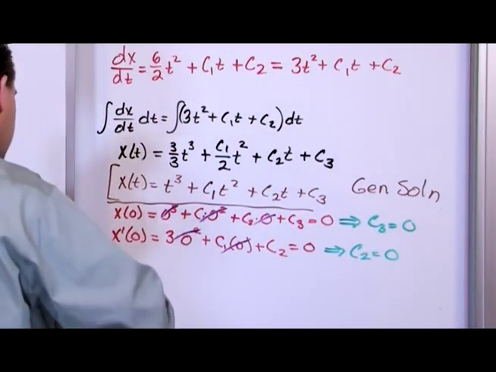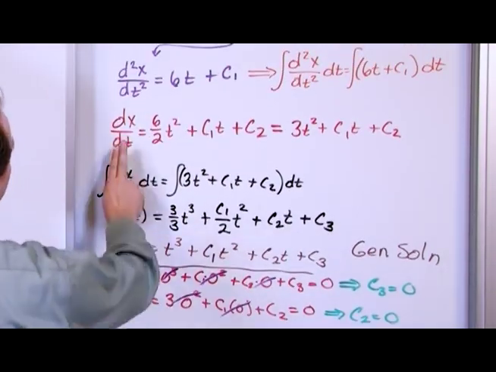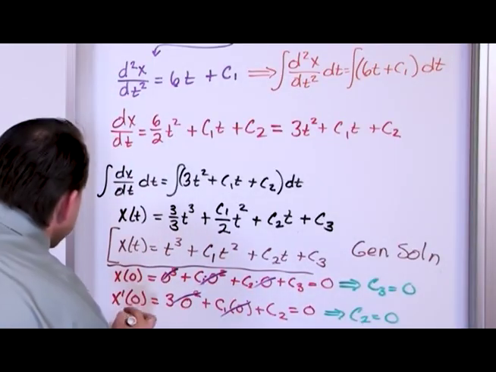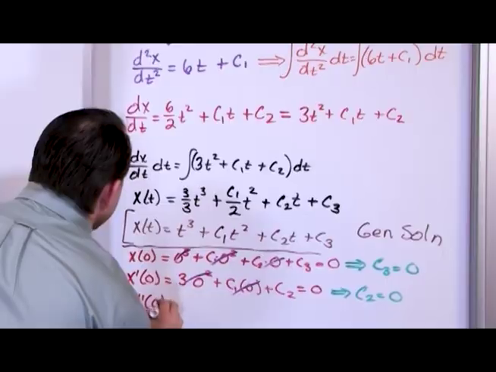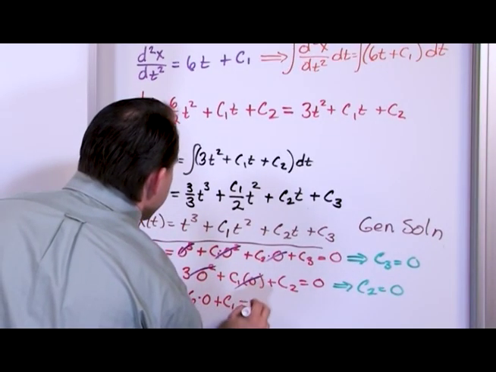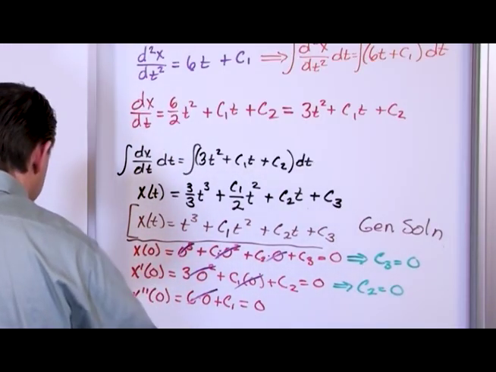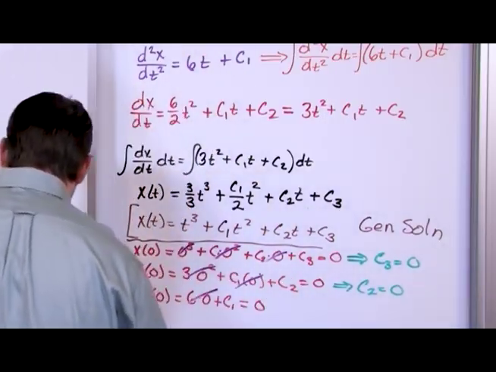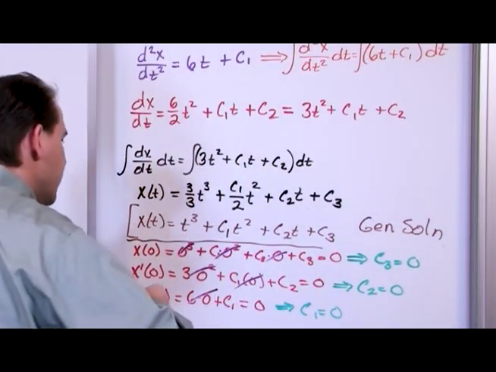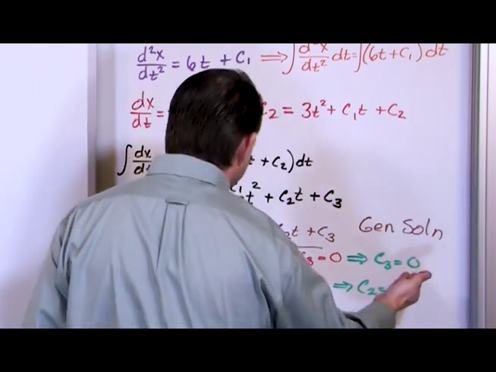And finally, the third initial condition involves the second derivative, so we have to go farther up our problem and realize that this is the second derivative. So let's use that. So x double prime at 0 is equal to 6t, so 6 times 0 plus c1, and that's equal to 0 at that time as well. And so this disappears, and so we know that c1, let me go ahead and change colors here, c1 is equal to 0 as well. So all of that work just to show ourselves that the first constant is 0, the second constant is 0, and the third constant is 0.